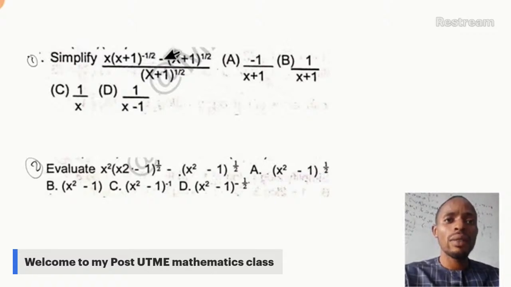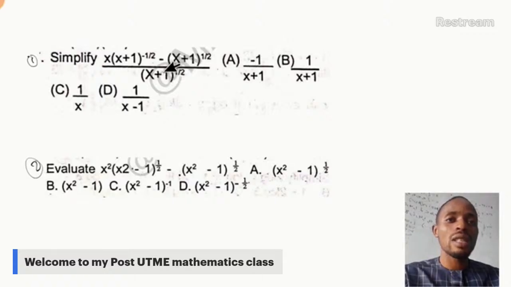Here we have a negative index, and here we have a root power. It has a root power here with 1 over 2. That's a fractional index, but this fraction is given as a root power, since you are finding the square root of this.